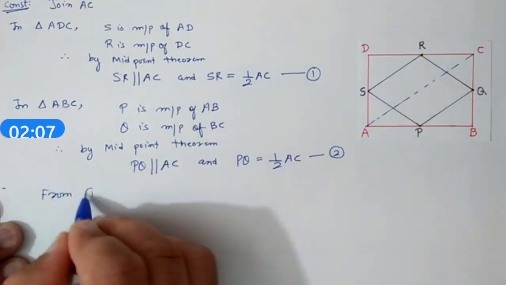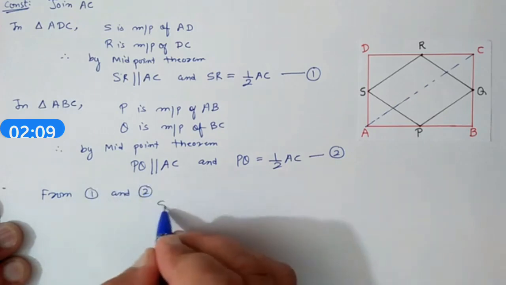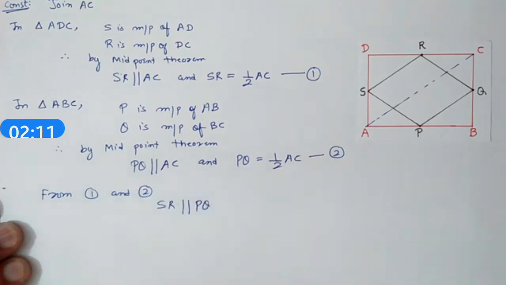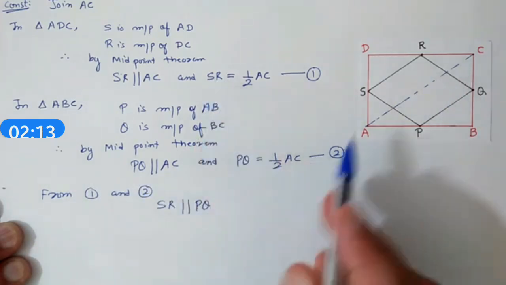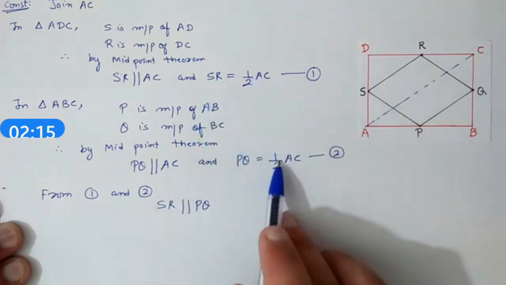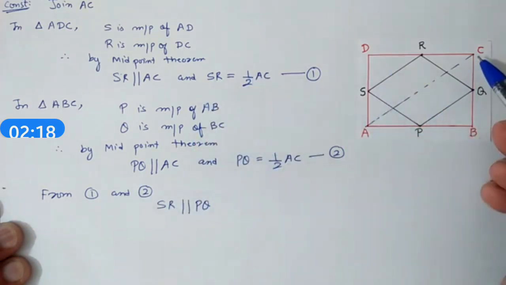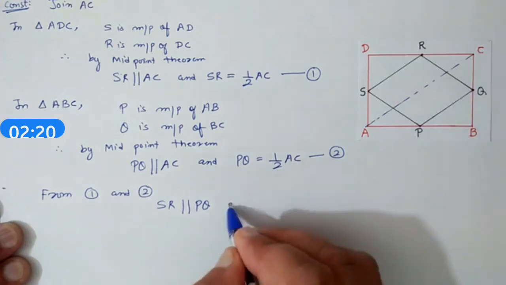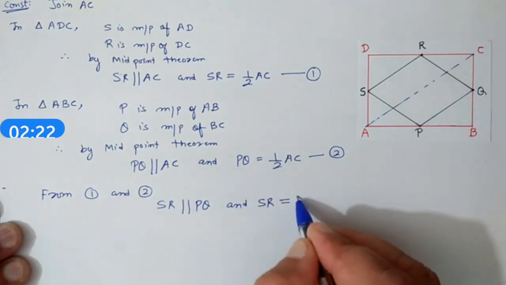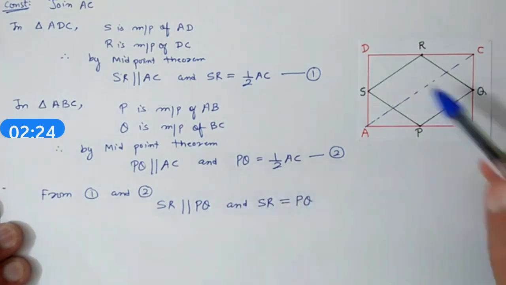So what we are getting from here, one pair of sides is parallel and equal. So this quadrilateral will be a parallelogram. So this implies quadrilateral PQRS is a parallelogram because we have got one pair of sides parallel and equal.